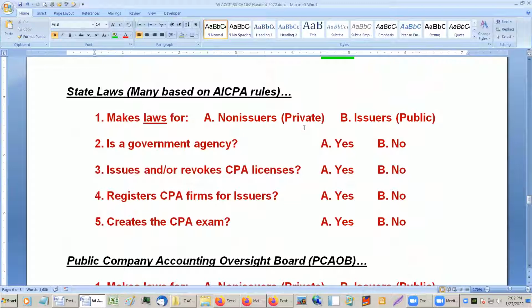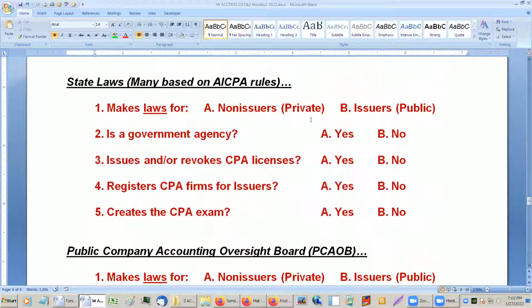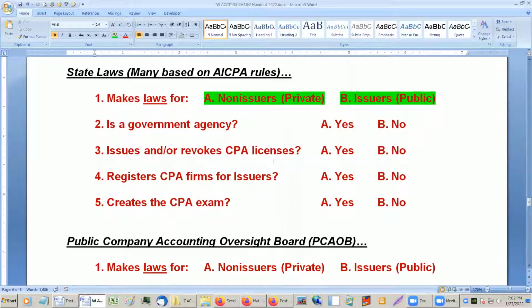Okay, state laws. States make laws for both. Yep. Private, they make laws for you. If you're public, they make laws for you. If you have a corporation that is chartered in a state, whatever state rules are, they have to follow whether they're public or private. Is a government agency? Yes.